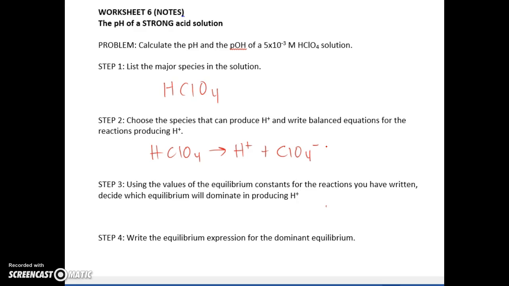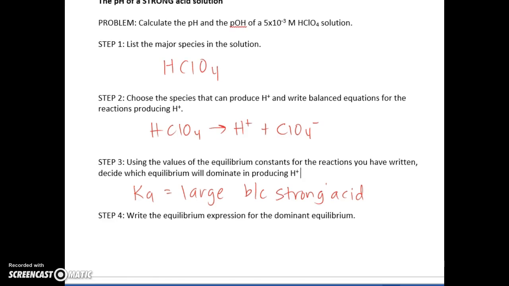Using the values of the equilibrium constants for the reactions you have written, decide which equilibrium will dominate in producing H plus. Well, there's no decision to be made because I only have one thing, and so therefore it will dominate. But we need to look at the equilibrium constants. The Ka, which is what the equilibrium constant is for an acid, we'll have Ka and Kb in this unit, along with Kw, is equal to large. It's a big number. And by large, it's large because it's a strong acid. It's not obviously going to be put in our calculator, because how do you put large into your calculator? But it's going to tell us that this is something that completely dissociates, that breaks apart completely. And this is true for all 6 of your strong acids.